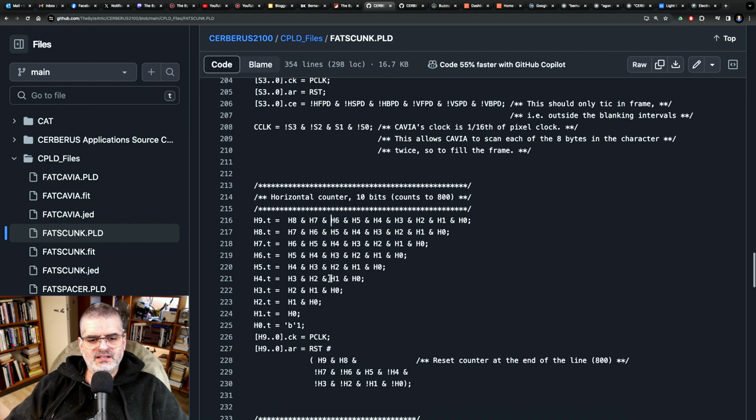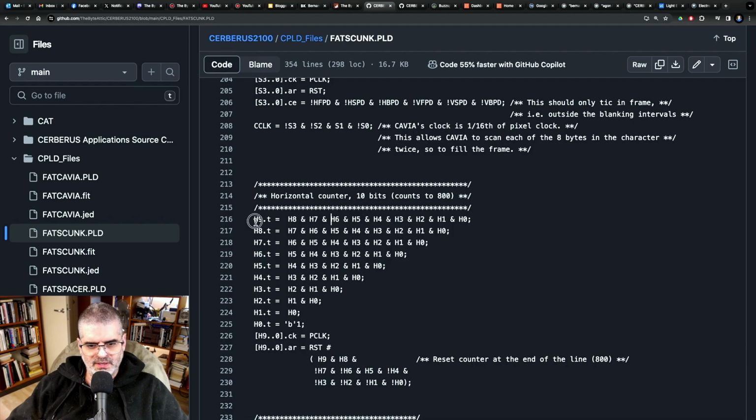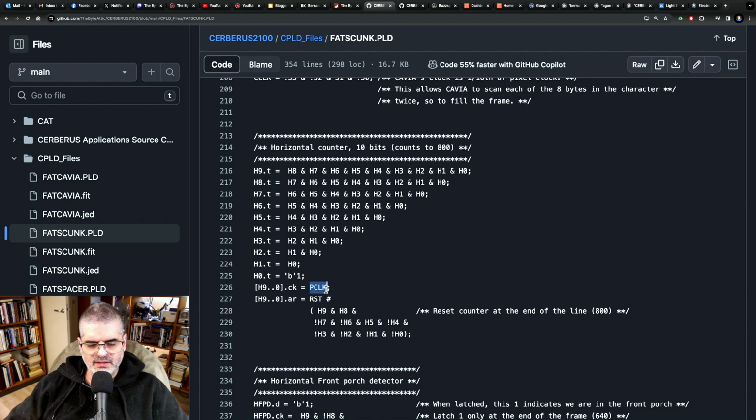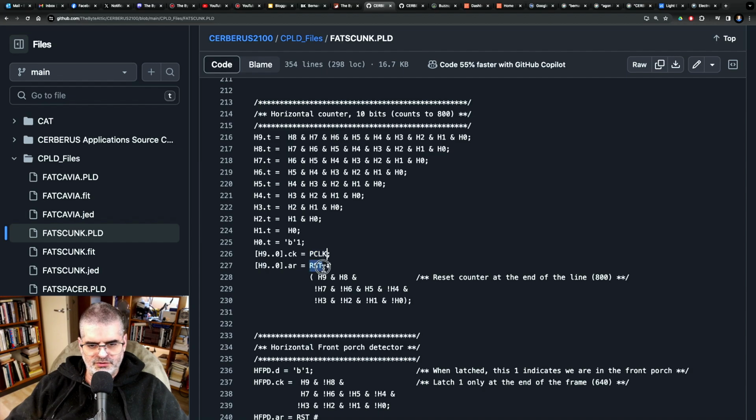Now, finally, we have the counters. That's the horizontal counter here. And again, it's made with 10 toggle flip-flops. It's the pixel clock that goes there. There's a global reset, or when it reaches the end, and the end is the 800th pixel in the pixel line. Again, only 640 are visible, but we need to count to 800 because of the blanking interval. We need to know when we are in the front porch, in the sync pulse, and in the back porch.